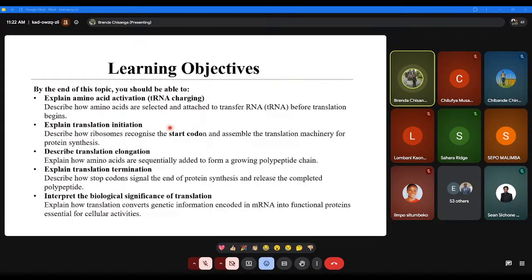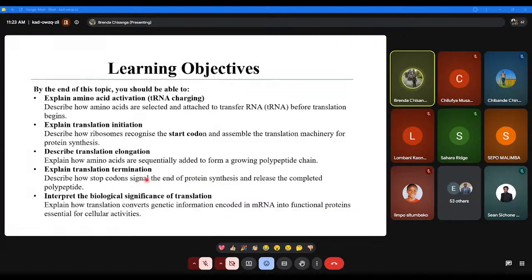Then the next thing we're going to look at is how translation initiates. How does the ribosome know that this is the start codon? That is what this part is going to be about. And then we're going to move on to elongation, that is the addition of more amino acids and the formation of the peptide bond. From our amino acid lectures previously, we looked at amino acids as the building blocks, and to build a protein, we know these amino acids have to be linked by peptide bonds. We're going to see how these peptide bonds are formed in the ribosome.